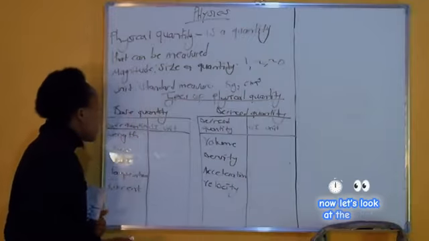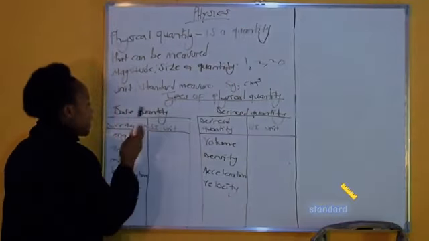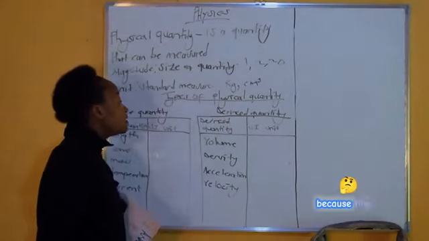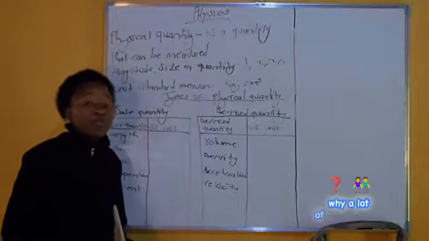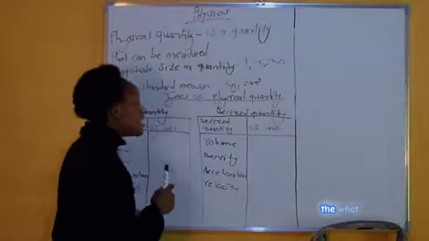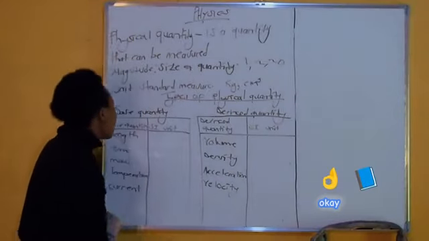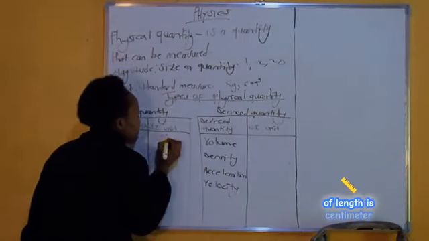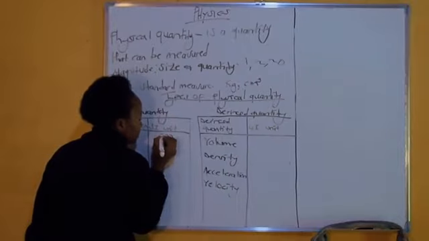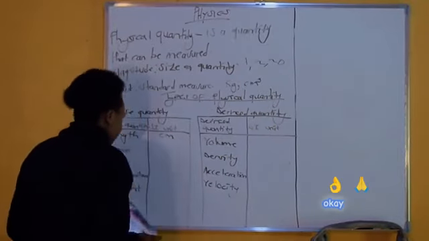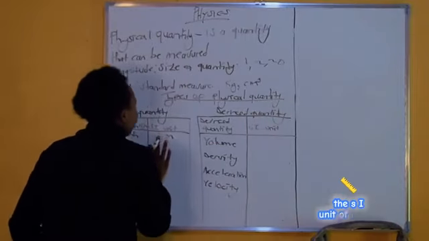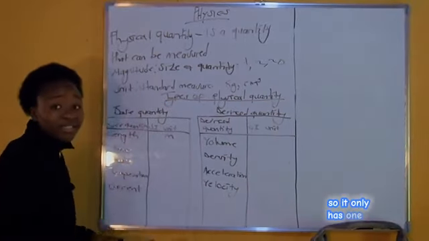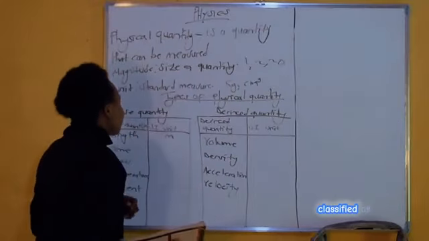Now let's look at the SI unit, which is their standard measure. Pay attention here, because this is why a lot of people make mistakes: they do not know the SI unit of some of these. Length. The SI unit of length is meter. So it only has one unit. That is why it is categorized as a base quantity.